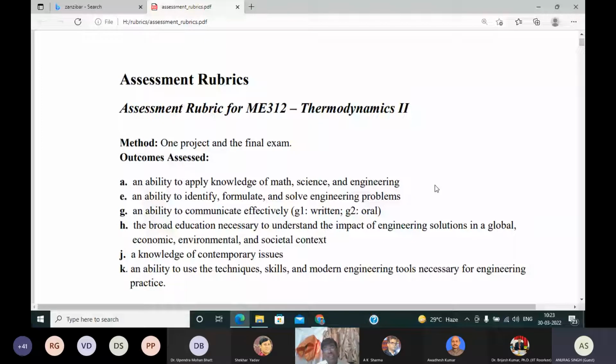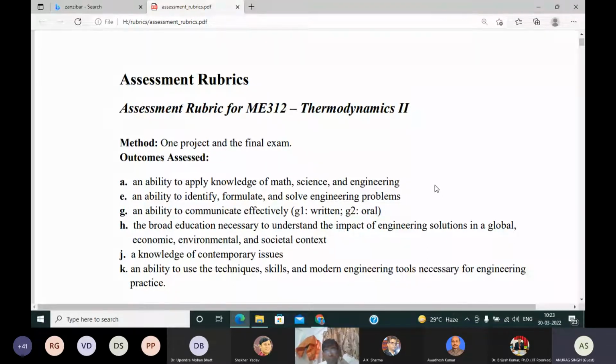For example, an ability to apply the knowledge of mathematics, science, and engineering. That is attribute number 1, engineering knowledge. An ability to identify, formulate and solve engineering problems. That is graduate attribute 2, problem analysis. An ability to communicate effectively, attribute number 10. The broad education necessary to understand the impact of engineering solutions in a global, economic, environmental and societal context. This is also possibly attribute number 6 and 7.